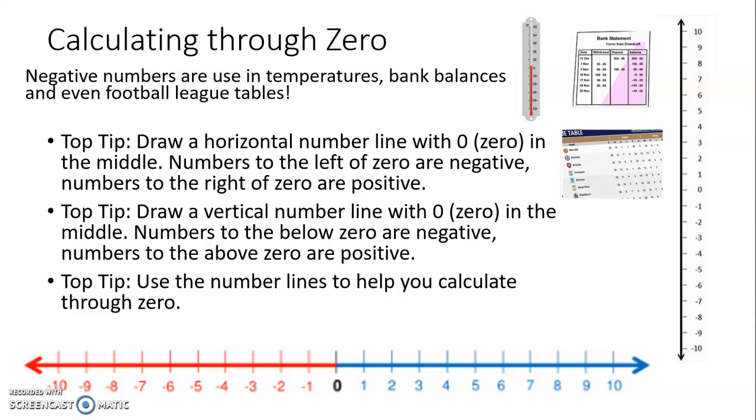We also potentially see them on bank statements when money is withdrawn. It's a negative sum. Also on football league tables, you have the goals that your team scores and the goals against your team. If the goals against your team are more than the goals scored, then you'll have a negative goal difference. So those are three examples of places in real life where we'll see them.